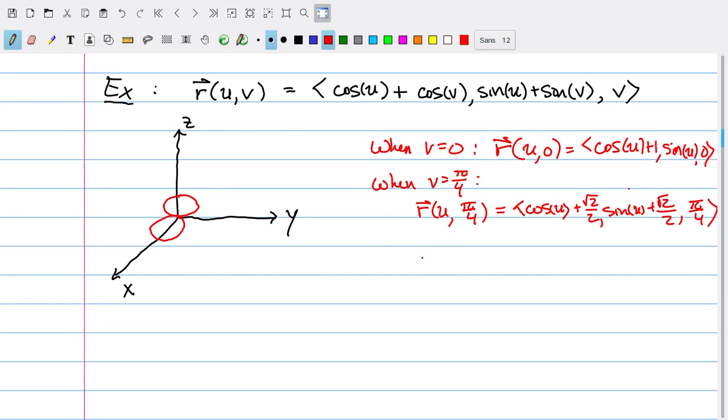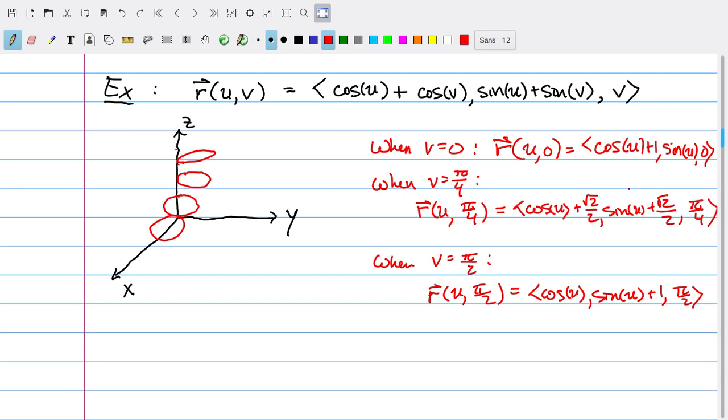And then similarly, I can do this when v is equal to pi over 2. In this case, I get r of u, pi over 2 equal to cosine u, sine u plus 1, pi over 2, which is going to be a circle centered at the point (0, 1, pi over 2) in the flat plane z equals pi over 2. So it's a circle up here. And continuing on this way, we end up with a lot more circles, which are following a pattern of rotating around the z-axis.